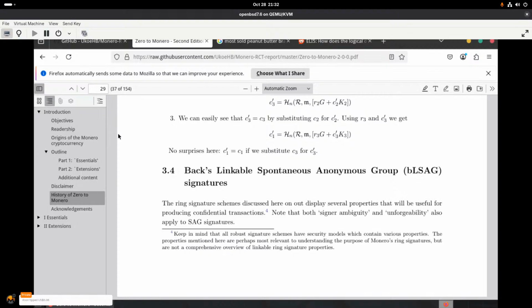Interesting, yeah. The ring signature scheme discussed from here on out displays several properties that will be useful for producing confidential transactions. Note that both the signer ambiguity and the unforgeability also apply to SAG signatures. Keep in mind that all robust signature schemes have security models which contain various properties. The properties mentioned here are perhaps most relevant to understanding the purpose of Monero's ring signatures, but are not a comprehensive overview of linkable ring signature properties.